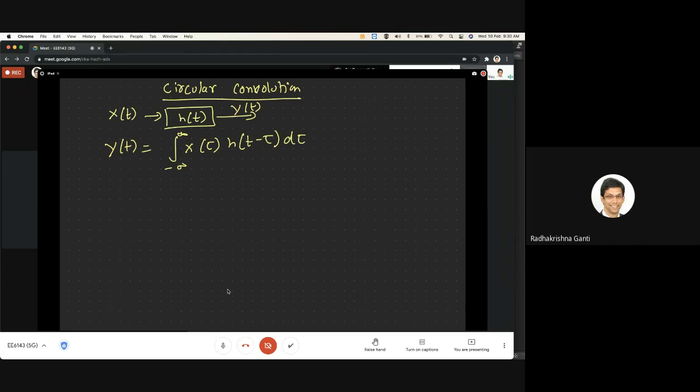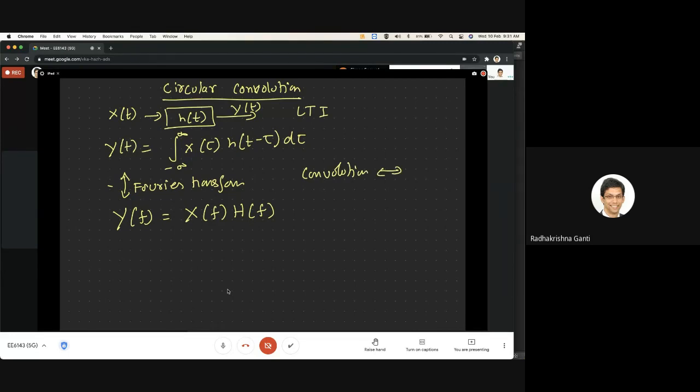For any filter or LTI system, this is the input-output relation. In the frequency domain, what happens if you take the Fourier transform? You get y of f. What is the relation between y of f, x of f, and h of f? Y of f will be equal to x of f times h of f. So the Fourier transform converts convolution to multiplication. That is the beauty of the Fourier transform.